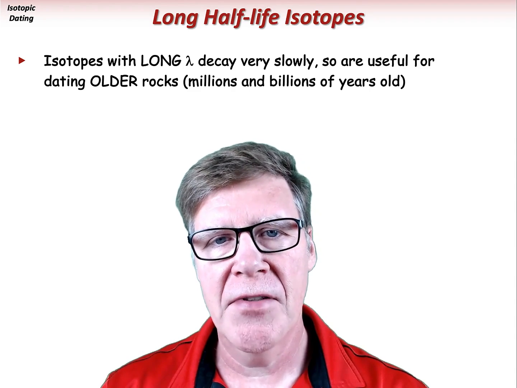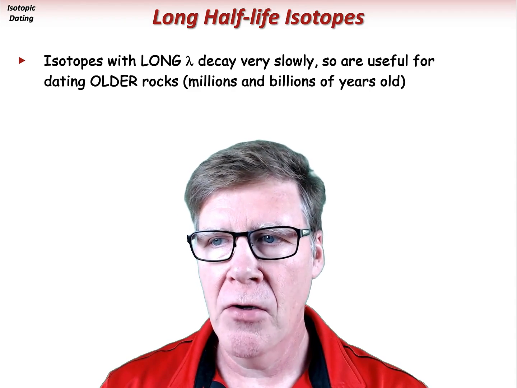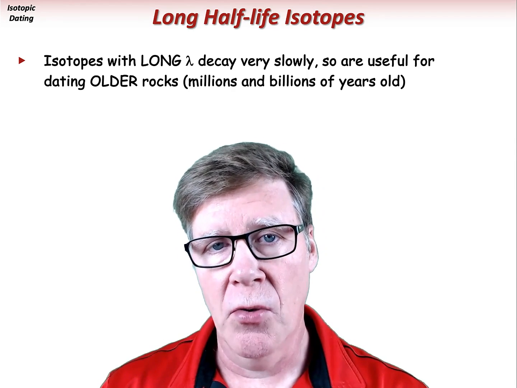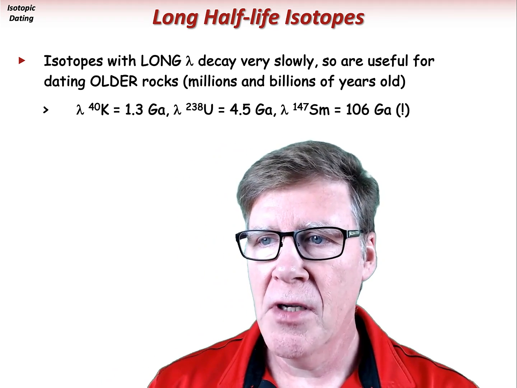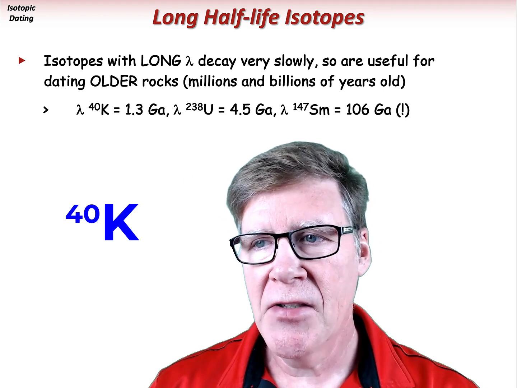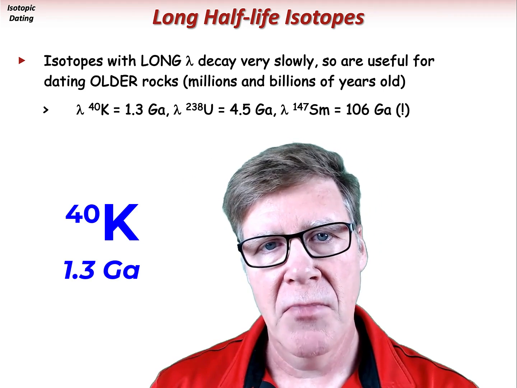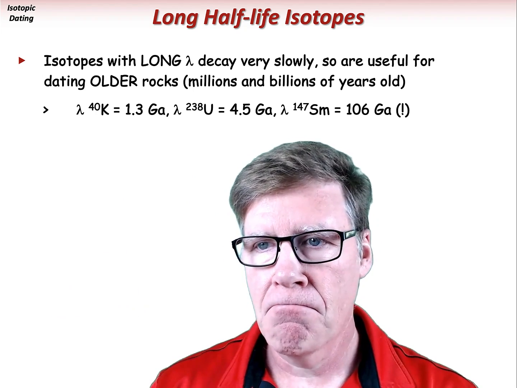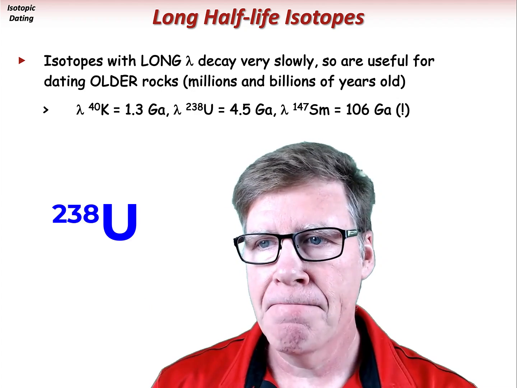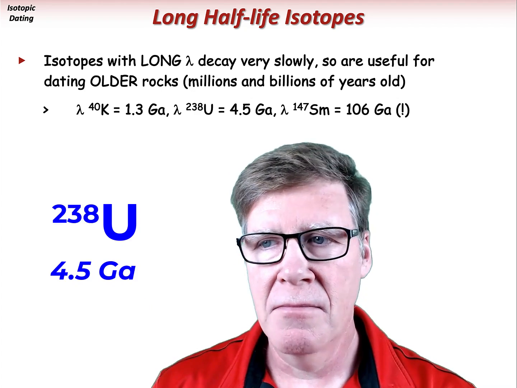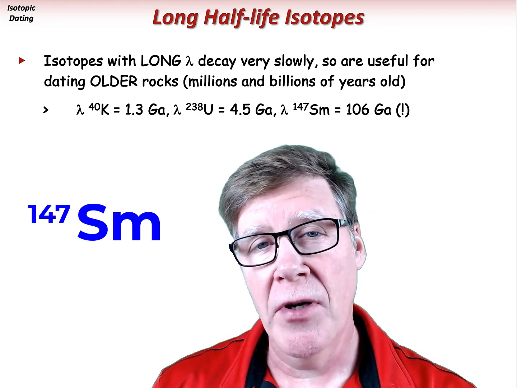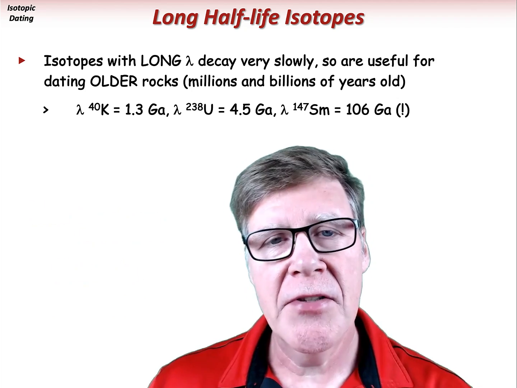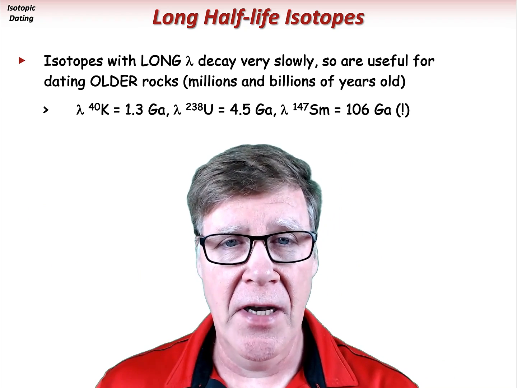Isotopes with long half-lives decay very slowly and are useful for dating older rocks, like millions or billions of years old. The half-life of potassium-40, for example, is about 1.3 billion years. Remember, Ga is gigaannum, or billion years. The half-life for uranium-238 is a little bit more at 4.5 billion. The half-life for samarium-147 is a whopping 106 billion years. These are extraordinarily long periods of time.